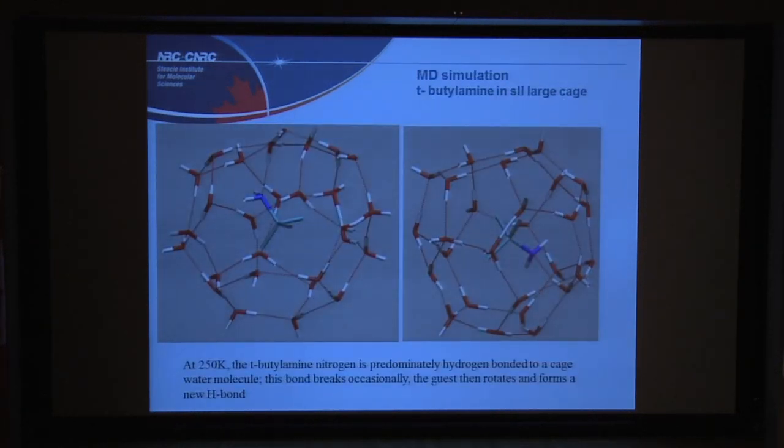This shows a simulation now for tertiary-butylamine in the structure 2 large cage. And you can see that here we have a hydrogen bond, and at a certain time later, the molecule has moved a long ways, but it again forms a hydrogen bond. So here we have a situation where the guest seems to be always hydrogen bonded to the host lattice, and then it can move and that forms a new hydrogen bond. So it's always hydrogen bonded, but it hydrogen bonds in different places.